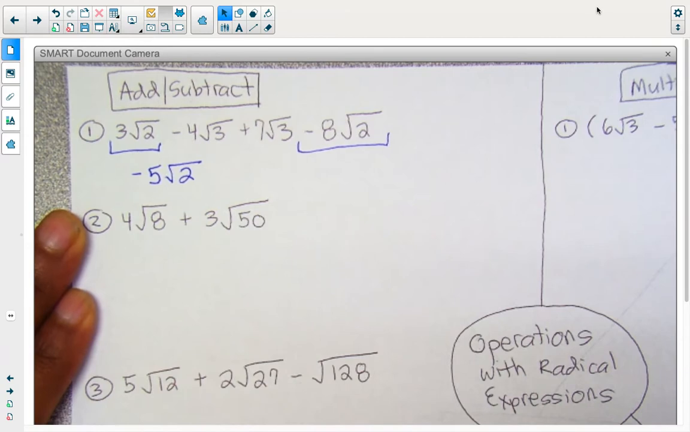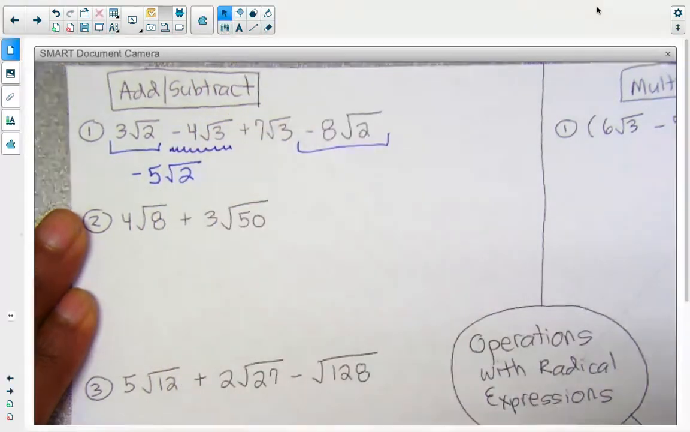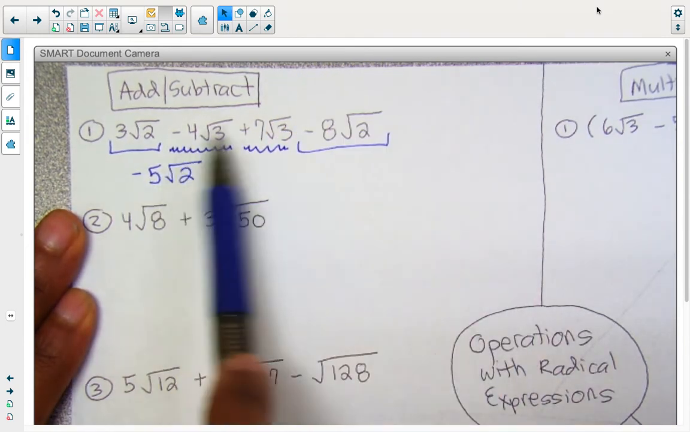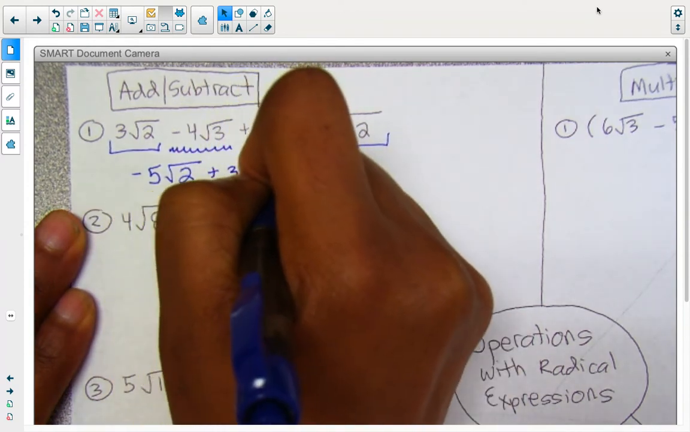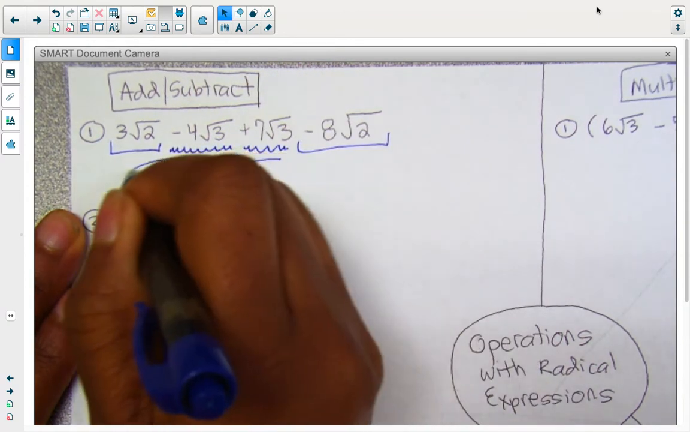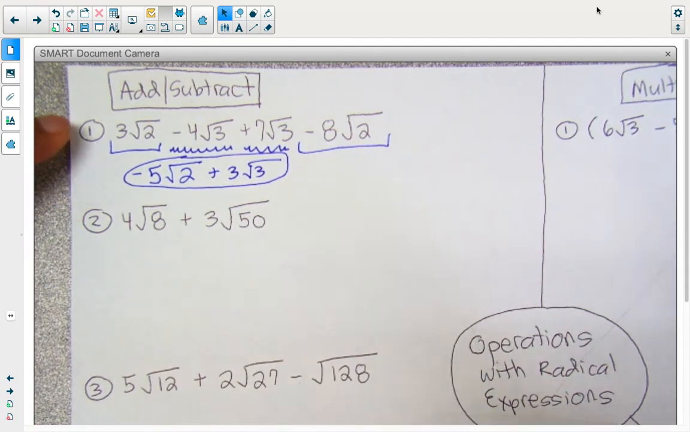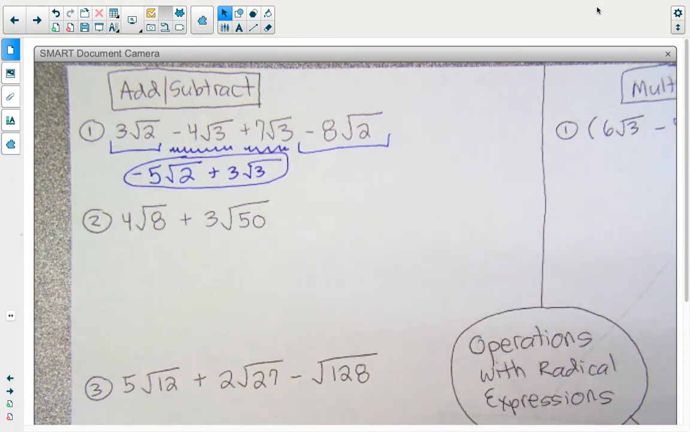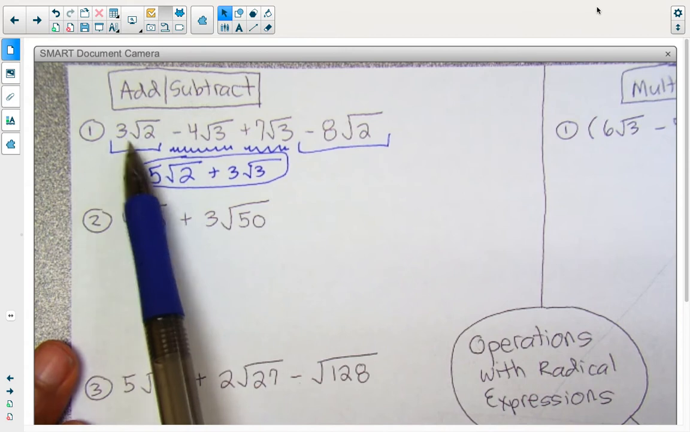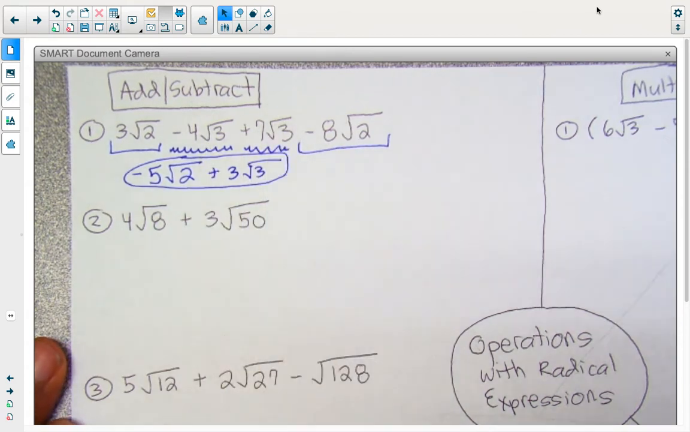And then I could put the square root of 3's together. So -4 square root of 3 is going to be matched with 7 square roots of 3. So -4 plus 7 is going to give me 3 square root 3. And this is our final answer. No different than if it was 3x minus 8x or -4y plus 7y. So we added like terms. Square roots of 2's go together, and then square roots of 3's go together. So that's all there is to it.